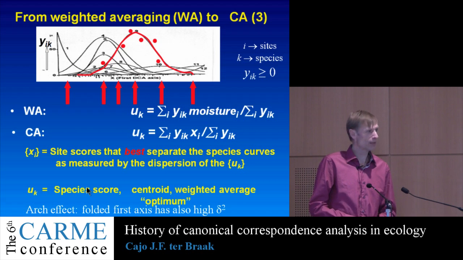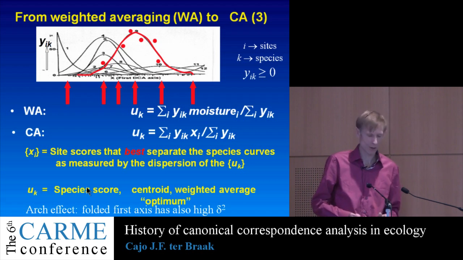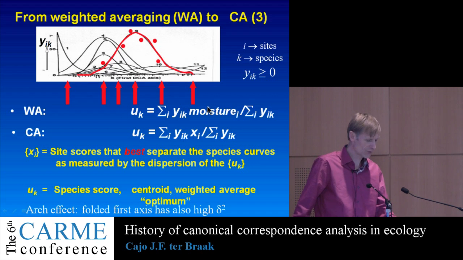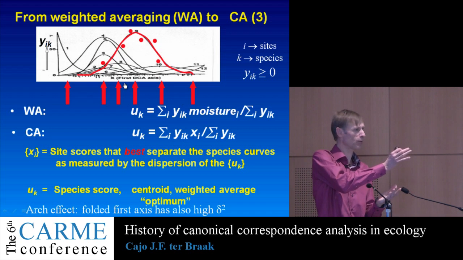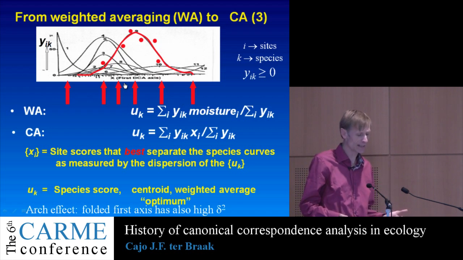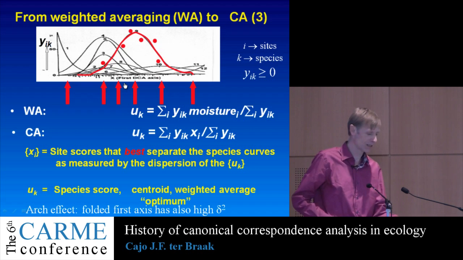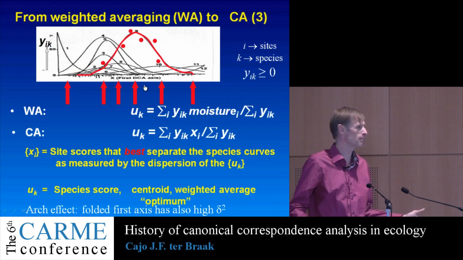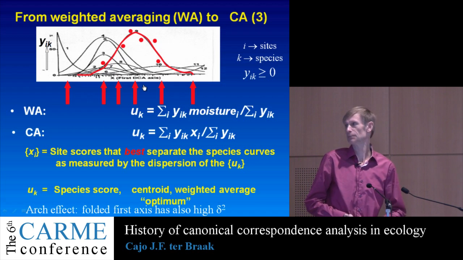Actually, from this derivation and just how this works with this delta and this separation of these optima, if it's a very strong gradient and you clip it down here and you flip the axis, you have a folded axis, then you can see that this folded axis has also a very high delta squared. It also still separates, namely, all the species that are down here and the species that are down there. That's a simple, non-mathematical description of the arch effect.